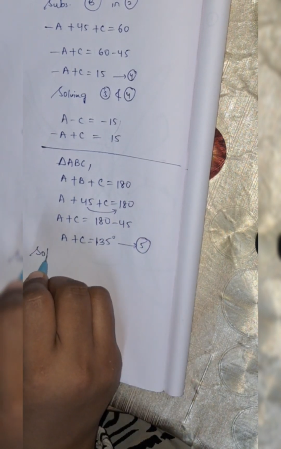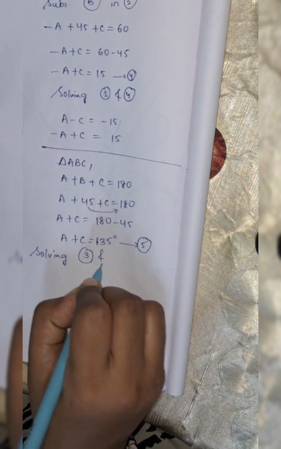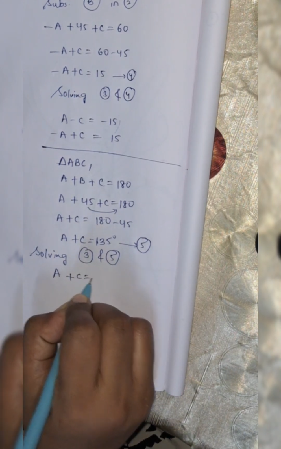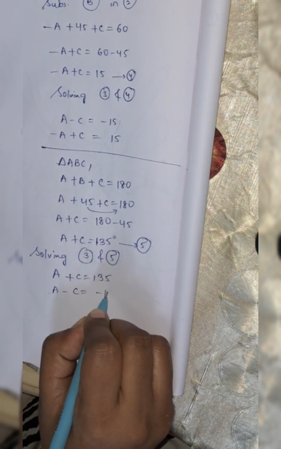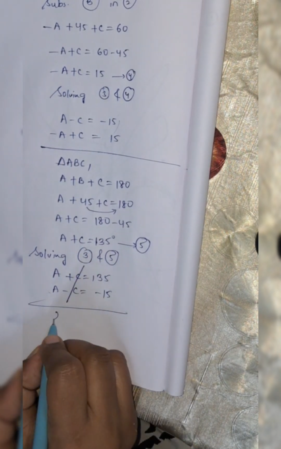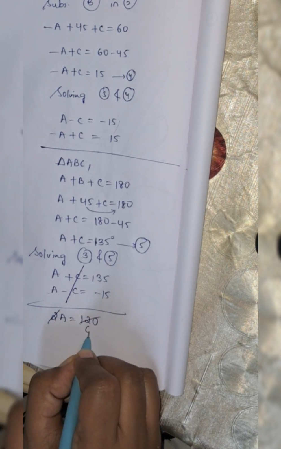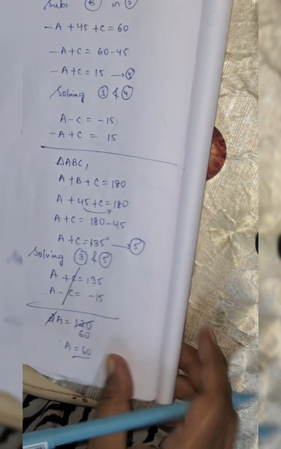So solve any of 3 or 5, or 4 and 5. So solving equations 3 and 5. A + C = 135 is one equation, and A - C = -15. So C will be cancelled. 2A = 120, so A is 60. Right? Next we have to find the value of C.